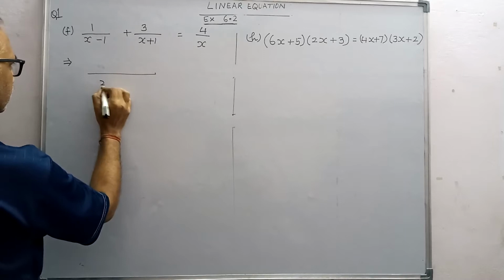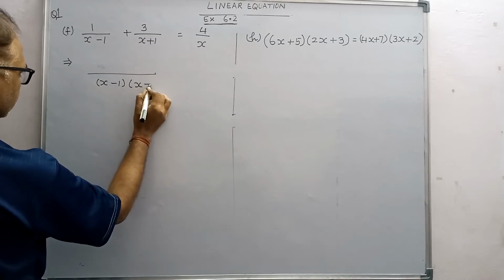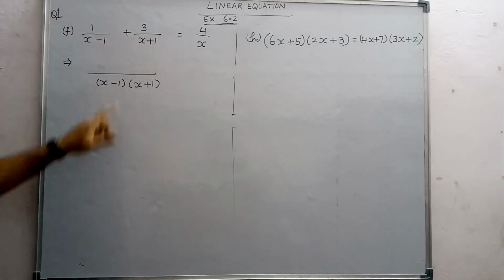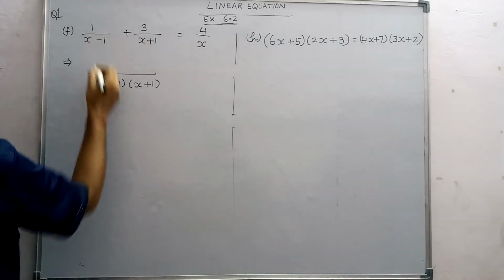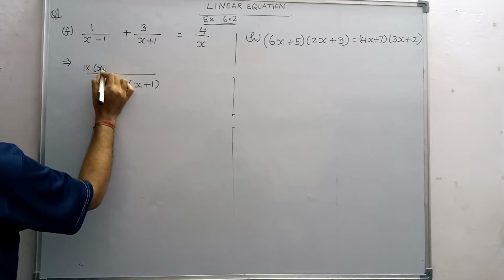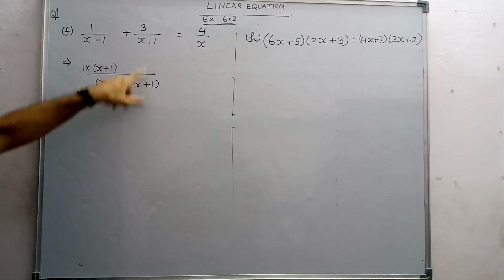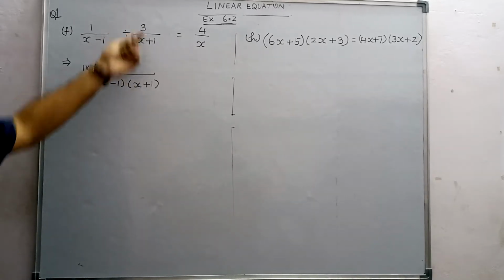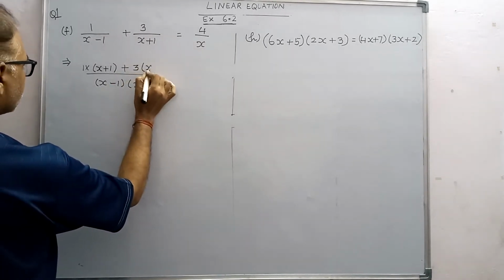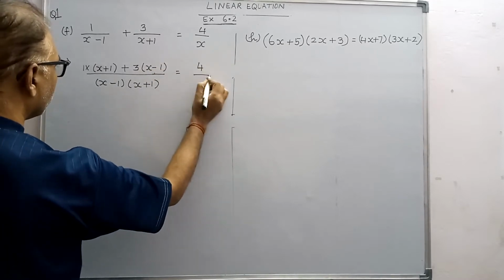take the LCM, x minus 1 into x plus 1. This is the LCM. X minus 1 here, x plus 1 here, so their multiplication will be the LCM. Here x minus 1 is there, so you have to multiply the numerator 1 by x plus 1. Here the denominator is x plus 1, so x minus 1 is left, so you have to multiply the numerator by x minus 1. So plus 3 into x minus 1, that is equal to 4 upon x.